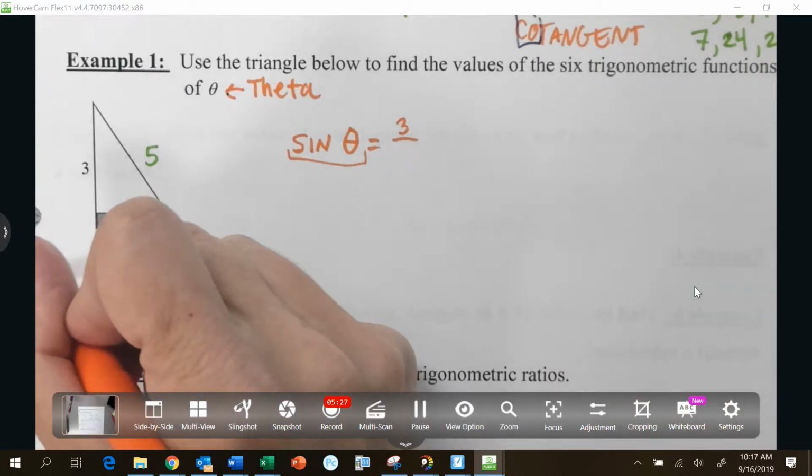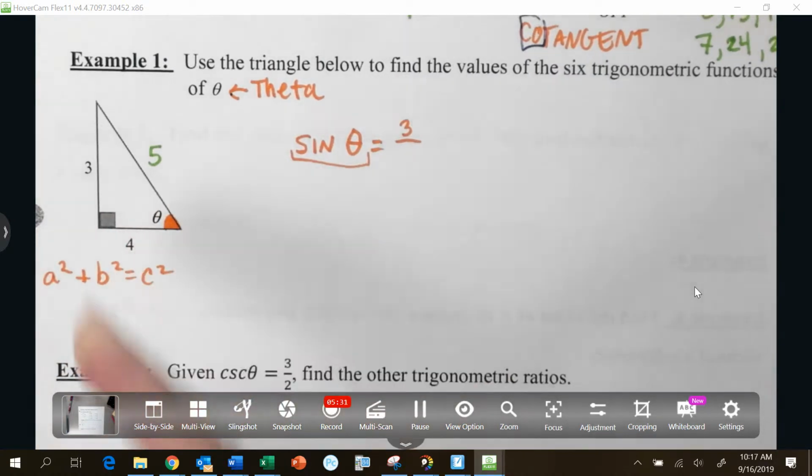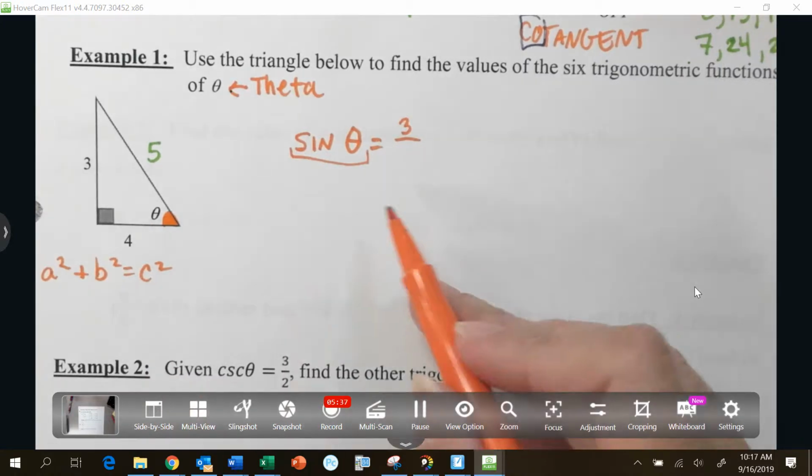Yeah, if it's not a triple, you will have to use the Pythagorean theorem, a squared plus b squared equals c squared, to solve for your missing side. Or if you didn't realize it's a triple, extra work for you. All right, going back to this.